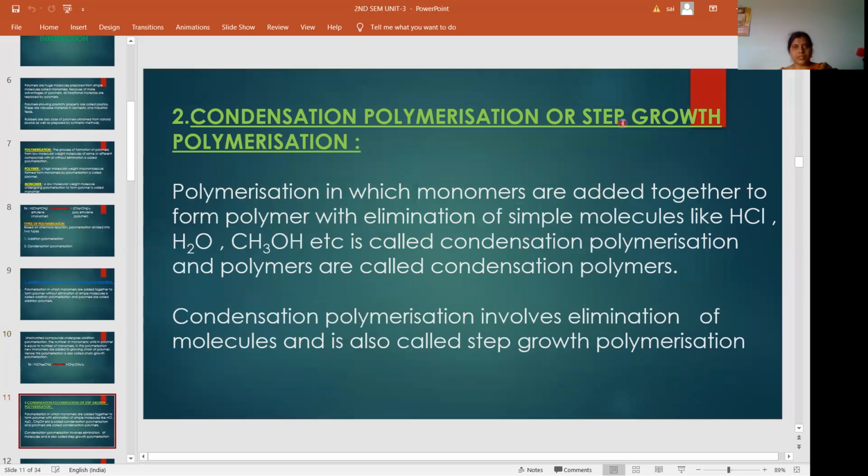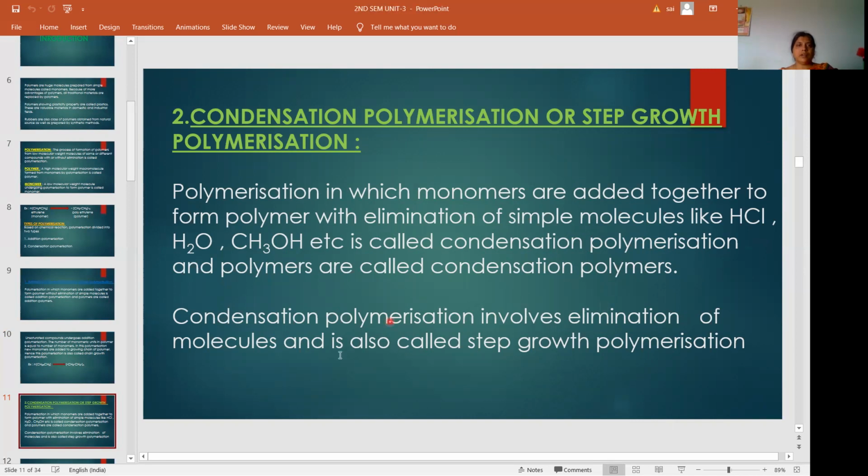Next we come to condensation polymerization. This is also called step growth polymerization. Polymerization in which monomers are added together to form polymer with elimination of simple molecules like HCl, H2O, CH3OH, etc. is called condensation polymerization, and the polymers are called condensation polymers.